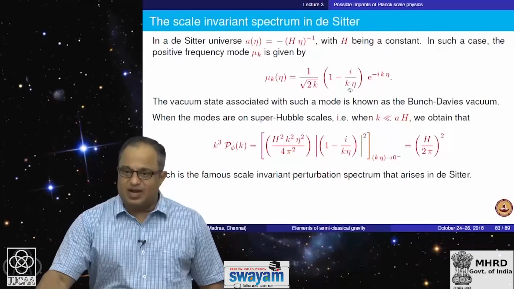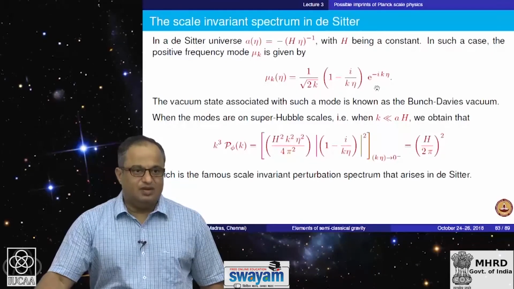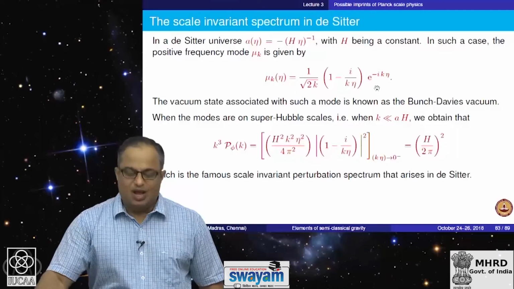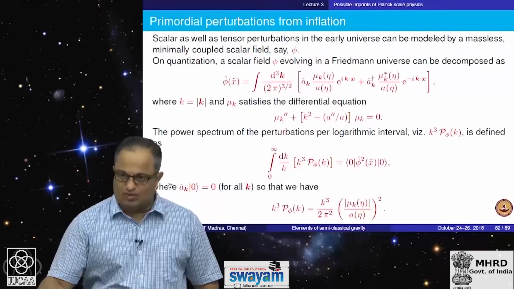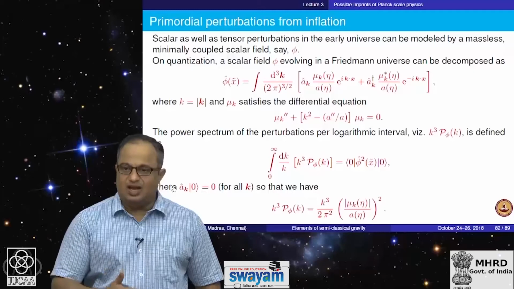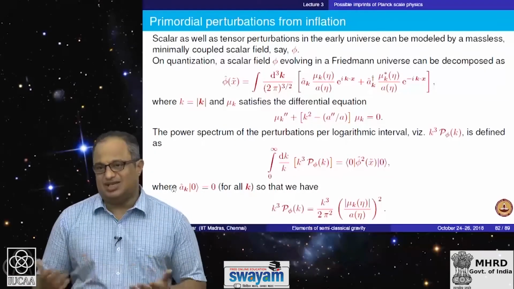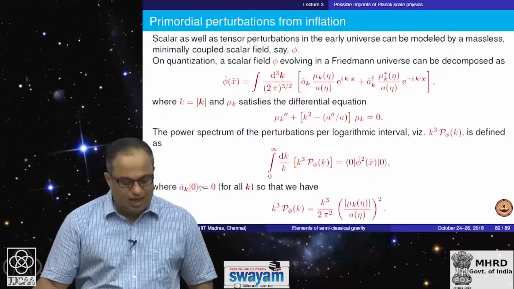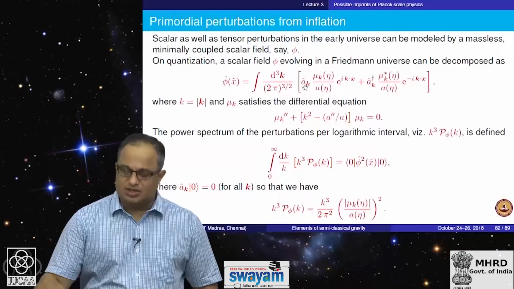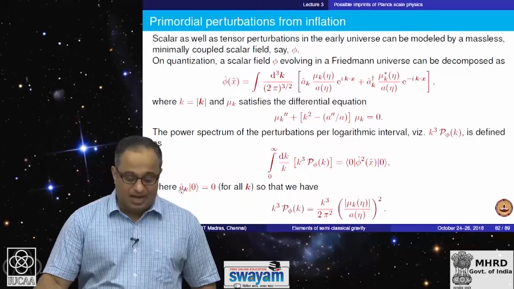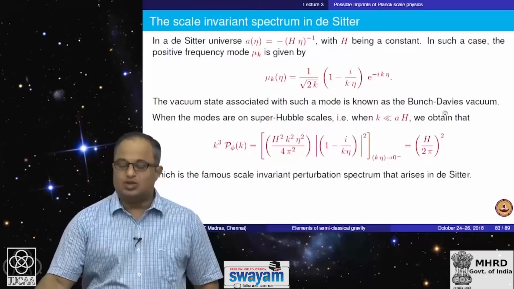When k eta is very large, notice this vanishes, you are left with e power minus i k eta, which is your positive frequency mode. And I can define this vacuum state, I choose my mode to be that. At very early times, it is like e power minus i omega t. It is not just t, it is eta now. And I define this state to be annihilated by the annihilation operator, which is the coefficient of this mode. And such a vacuum state is known as the Bunch-Davies vacuum.